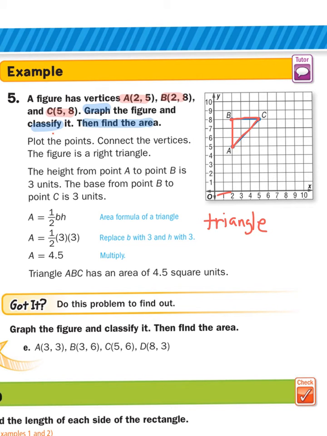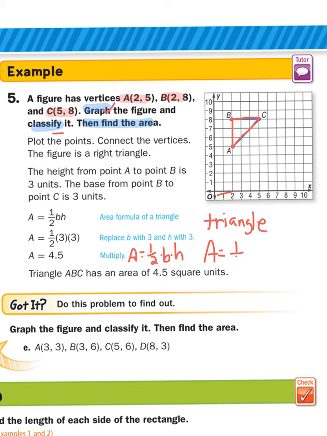So I've already done 2 parts. First off, I classified it. Next, I graphed it. Now I have to find the area. Now remember, for a triangle, you've got to remember this formula: area is half times base times height. So I'm going to write that down. Half times base times height.